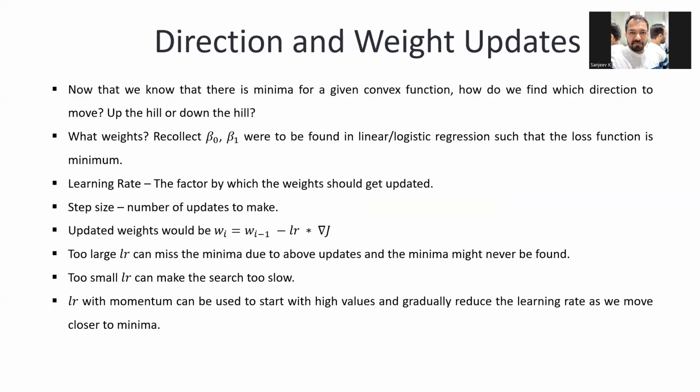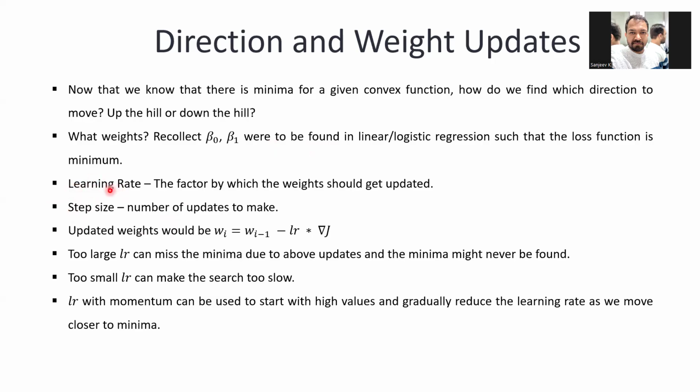So we know that there is something called minima for a given convex function, and our agenda is to find where that minima is. In order to find it, we should also know in which direction I have to move. I cannot move in just any direction, right? I have to move in the proper direction where the local minima is present. So we just have to find out two things. One is the learning rate, how fast I want to update my weights, and how many times I have to update my weights. How fast you want to update the weights is nothing but the learning rate.